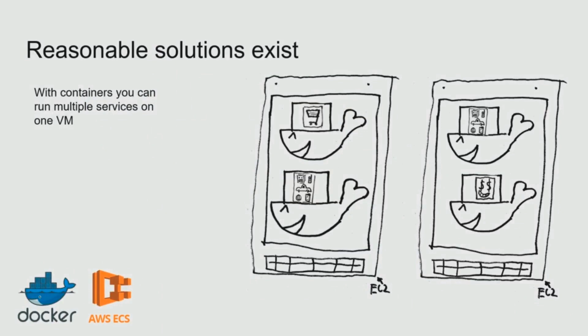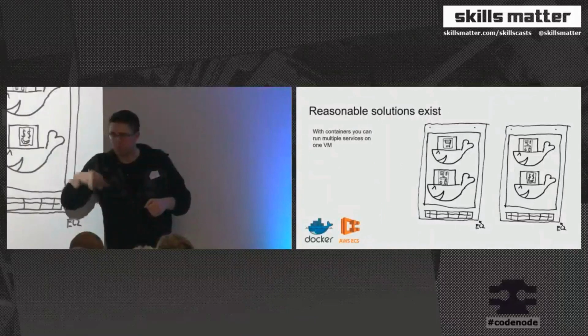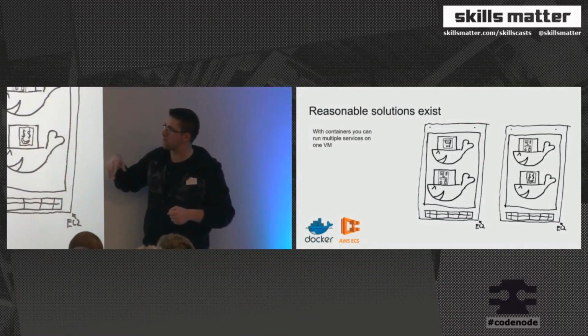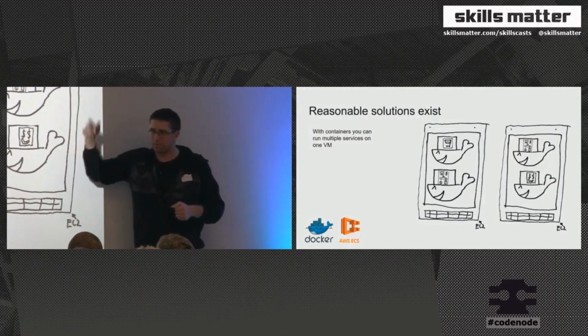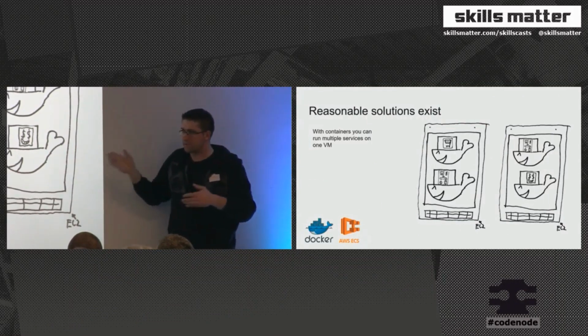Docker, for example. What you can do is run your microservices as containers, and with products like ECS, you can run different containers within one VM. So, for example, in one EC2 instance, you will run a basket and product listing. In another instance, you will run product listing and payment gateway, etc.